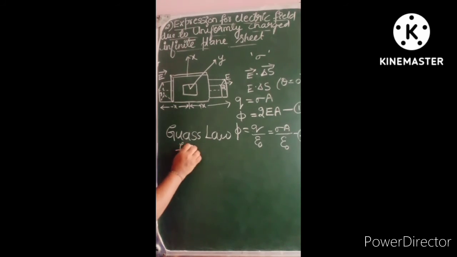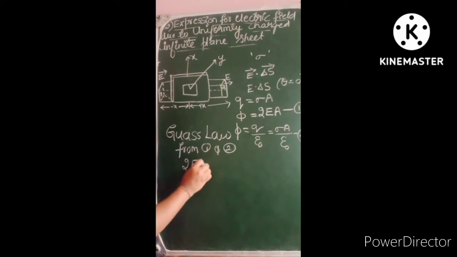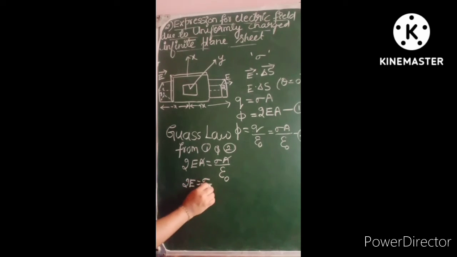So from equation 1 and equation number 2, when you compare equations 1 and 2, we can write it as 2EA is equal to sigma A divided by epsilon naught. Here A and A gets cancelled, remaining is 2E is equal to sigma by epsilon naught, or we can write it as E is equal to sigma by 2 epsilon naught.